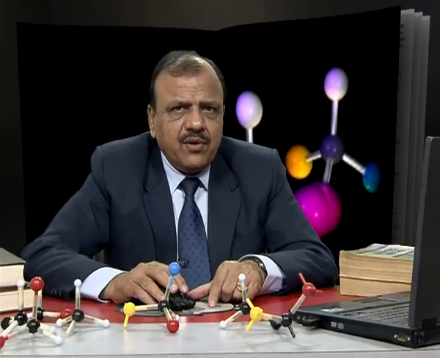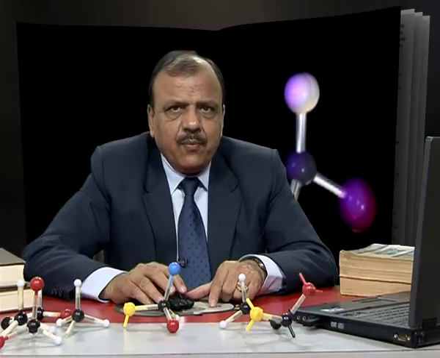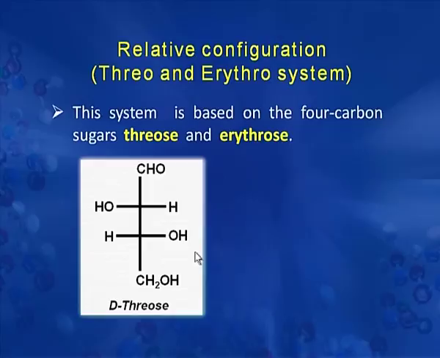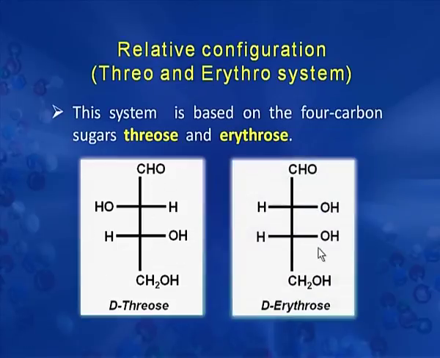So this method could not be applied to a large number of compounds, although in the case of carbohydrates and amino acids, this method is still used. Another method that was in use was derived from two sugars themselves. These sugars are threose and erythrose. Both are 4-carbon sugars. In threose, the two hydroxyl groups are across when written in the Fischer projection, and in erythrose, the two hydroxyl groups are on the same side when written in the Fischer projection.